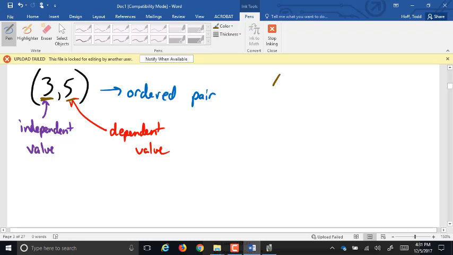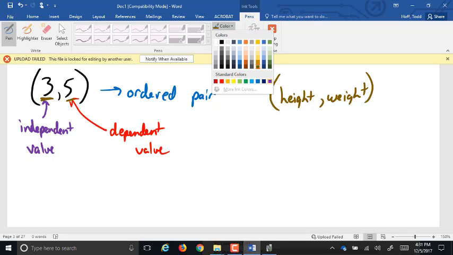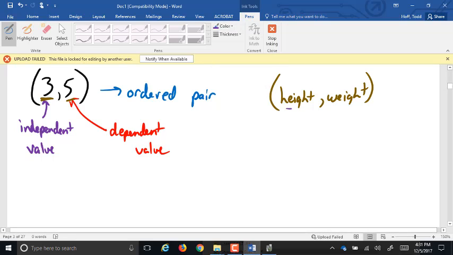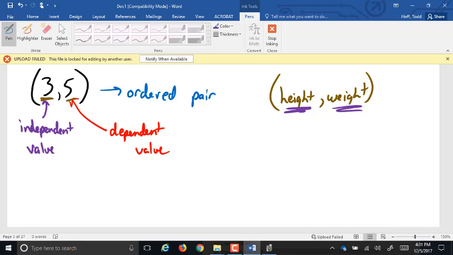For example, one such relationship might be if we compare height and weight. So we can select people of different heights, but their height generally then will affect what their weight is. The taller they are, generally the more they're going to weigh. Notice it doesn't completely determine their weight, because there are people that are shorter than others that are still heavier than them. But it has an effect on them. It has a dependence on them.